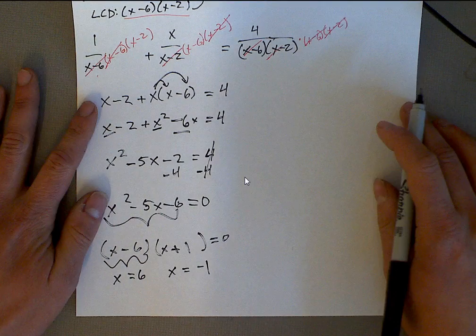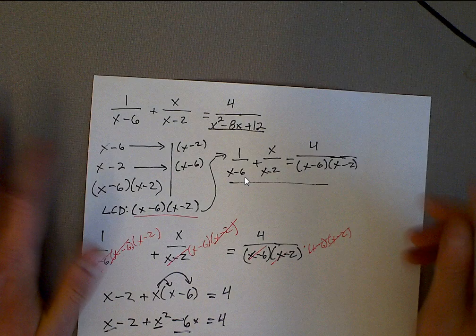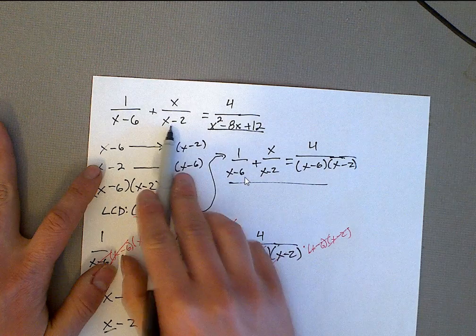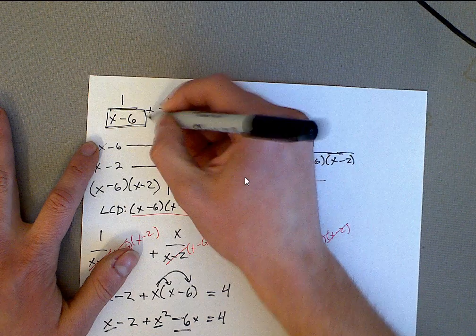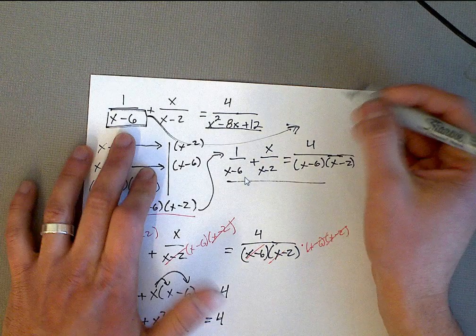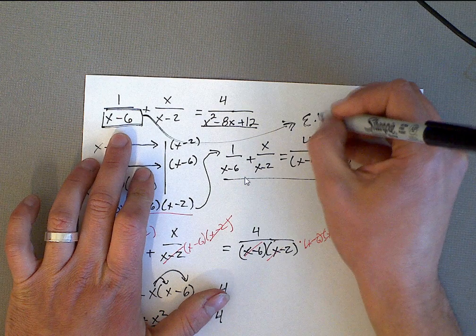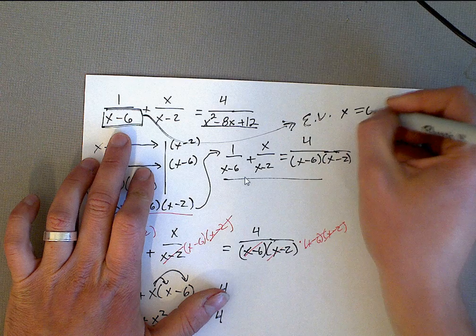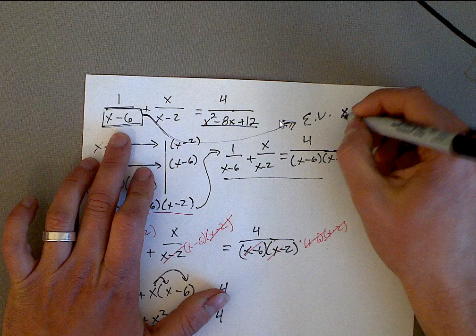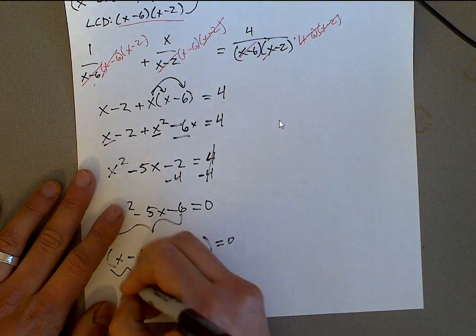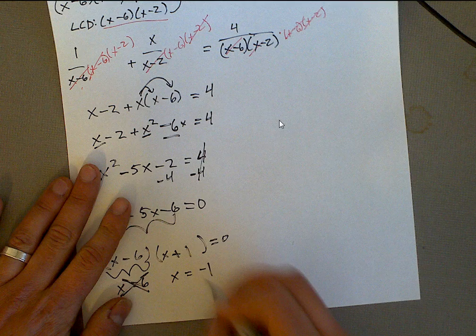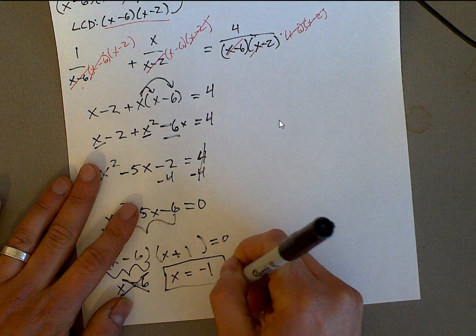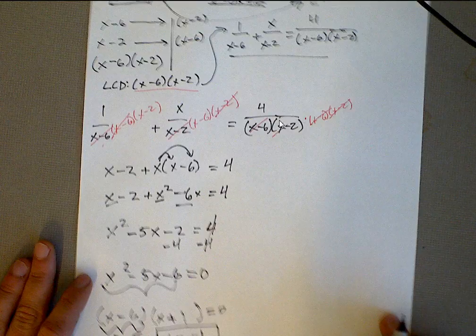One thing to notice though, when we think about the excluded values, what values of x would make any of the denominators 0? If we look at the x minus 6, what value of x would make x minus 6 0? Well, in this case, the excluded value would be 6. So we can't consider 6 as a solution, which means in our final answer 6 is an excluded value. So the only answer that would make that equation true is negative 1. And we're done.